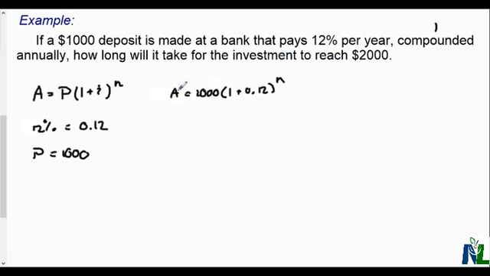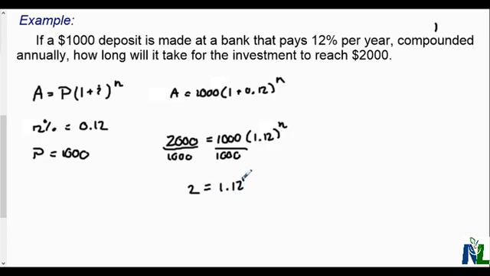Now I want to know when this investment will reach $2,000. So I'm going to set A equal to 2,000. 2,000 is equal to 1,000 outside of, I'm going to add these now, 1.12 to the n. So I want to solve for n, which means I'm going to divide both sides here by 1,000. So I want to isolate the variable.